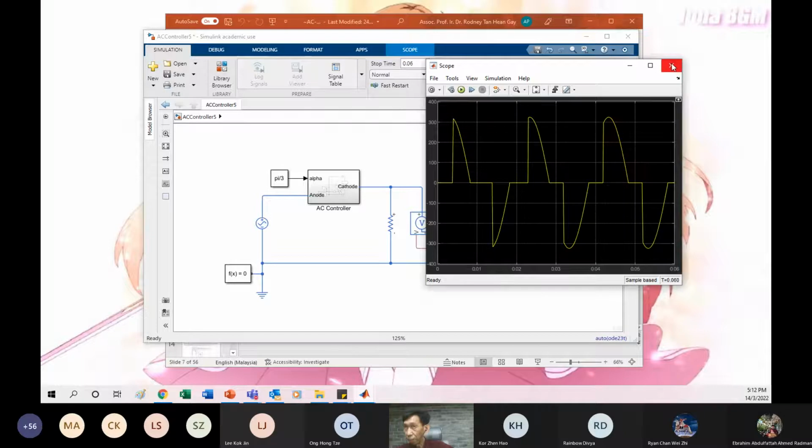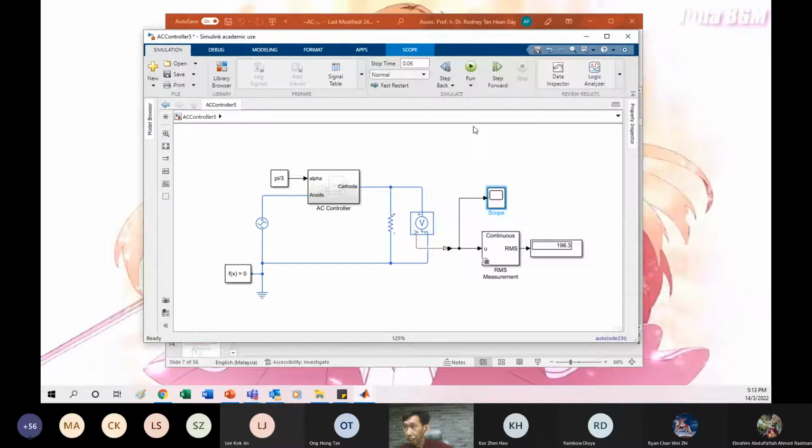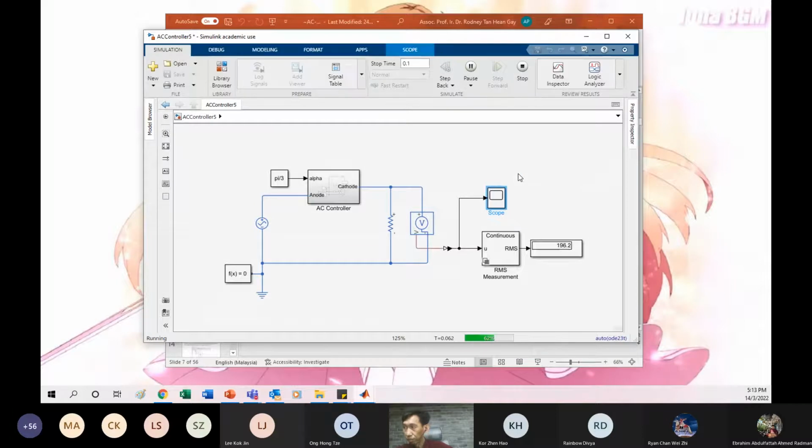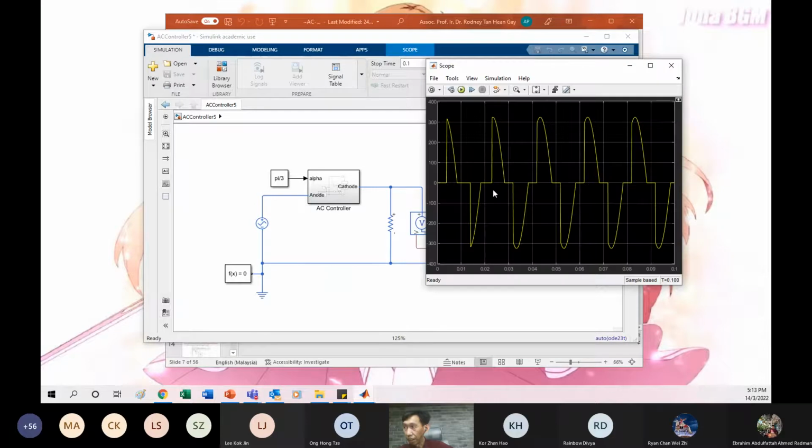Yeah, this is what's going to happen from time to time. If you want to see how the synchronization works properly, you may need to increase the time to 0.1 second, for example. Now you can see at this point it's already synchronized.